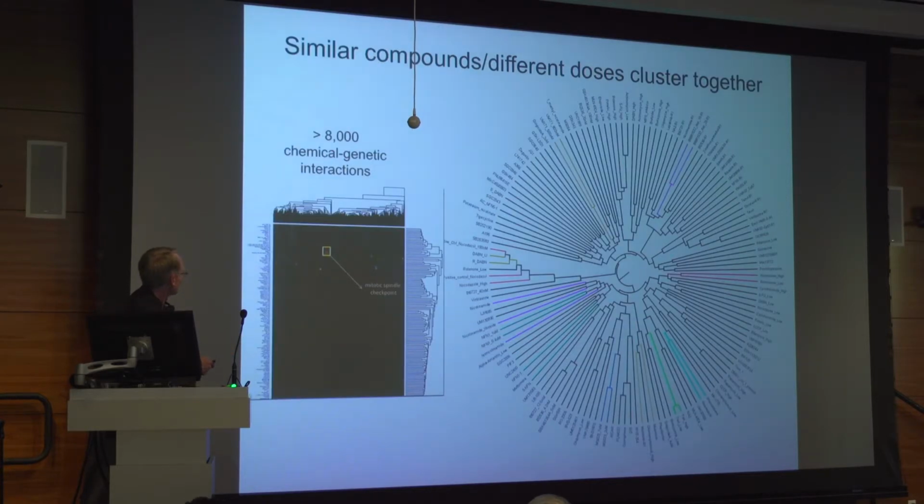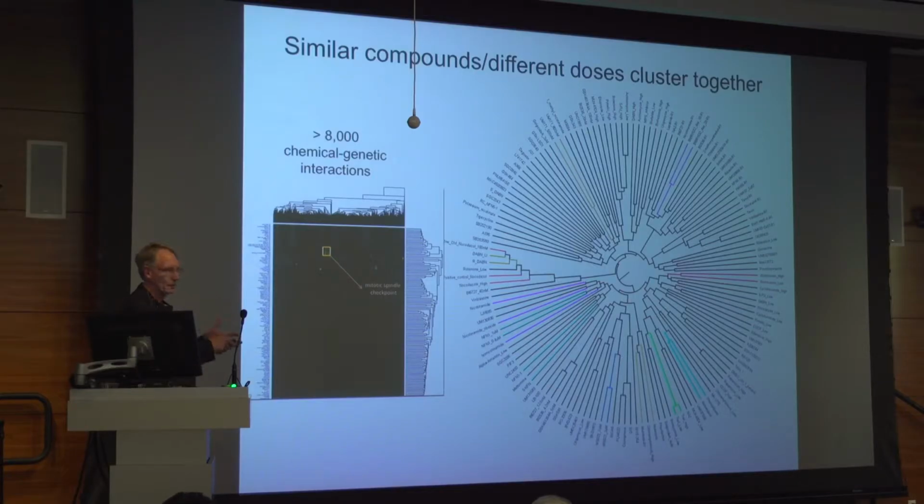Okay, so one thing that validated this approach is that, as you would expect, compounds that have similar mechanism of action or similar structure, or the same compound run at different doses, tend to cluster together. So that's good. Here's the overall matrix. You can see there aren't any massive clusters, so we've got very good spread across gene function, and I'll touch on this again in a moment.